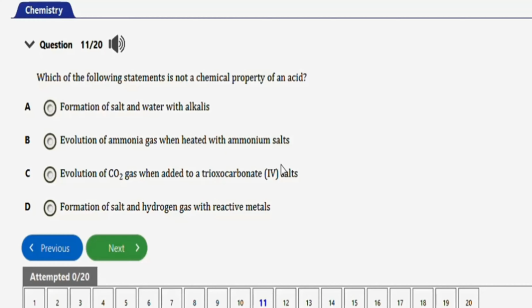Really appreciate it. It says which of the following statements is not a chemical property of an acid? Formation of salt and water with alkalis. Evolution of ammonia gas when heated with ammonium salts. Evolution of carbon(IV) oxide gas when added to trioxocarbonate(IV) salt. Formation of salt and hydrogen gas with reactive metals. So the right option that is not a chemical property is option B, evolution of ammonia gas when heated with ammonium salts. This is not a chemical property of an acid.